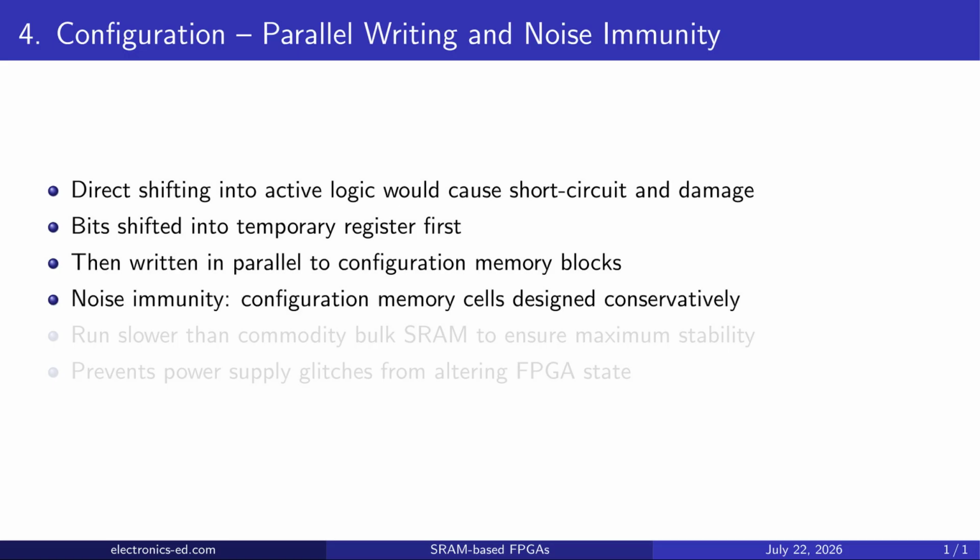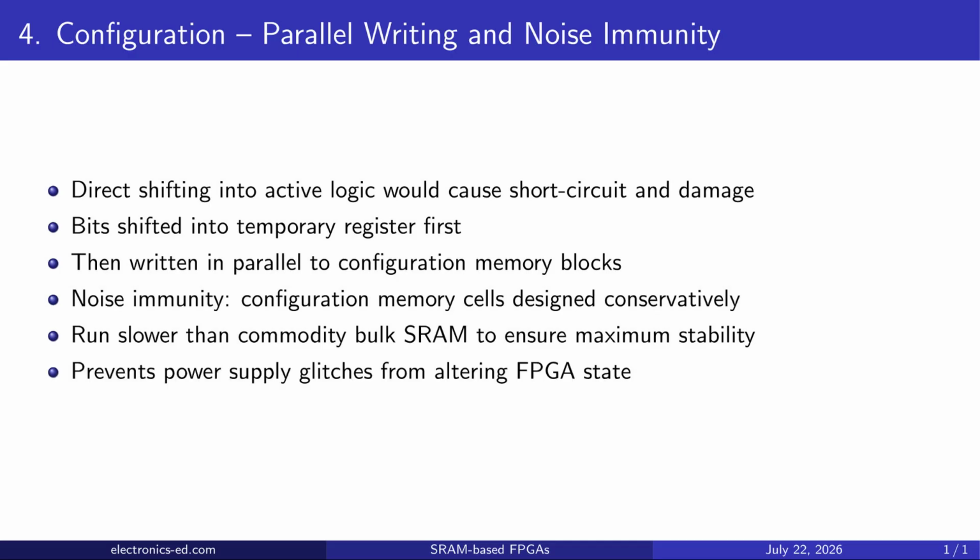For noise immunity, configuration memory cells are designed conservatively. They run slower than commodity bulk SRAM to ensure maximum stability. This prevents power supply glitches from altering the FPGA state.